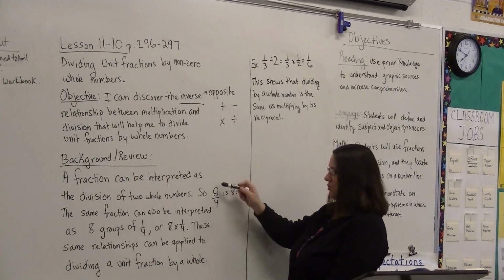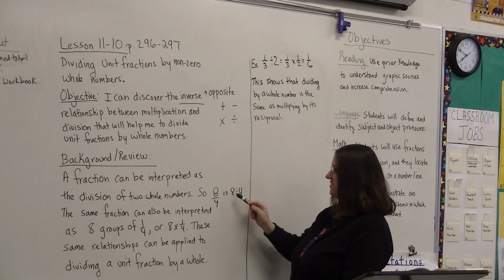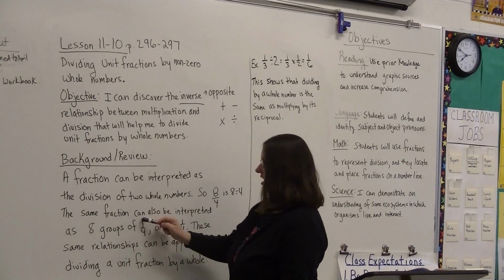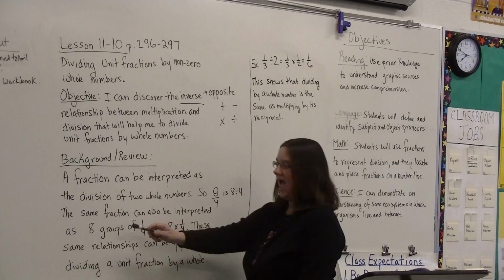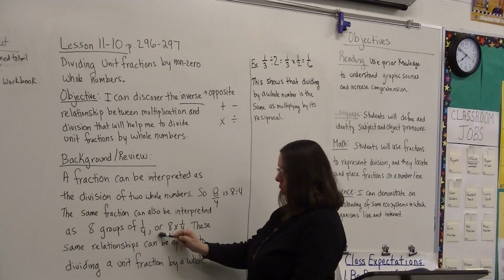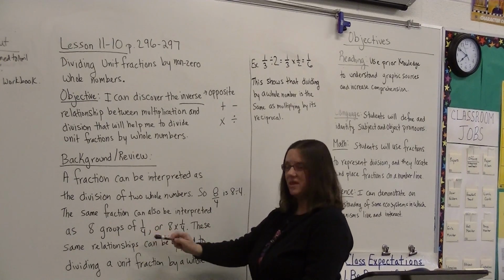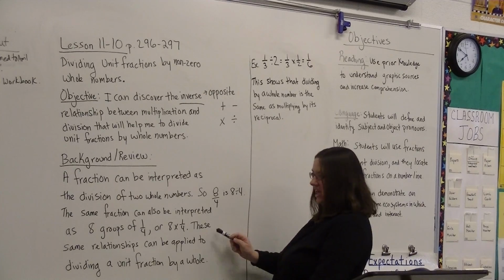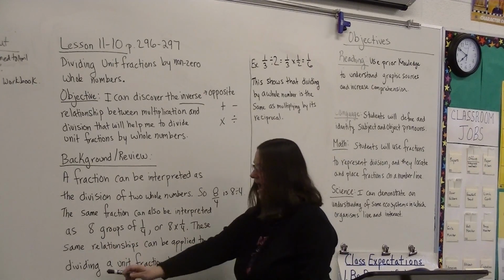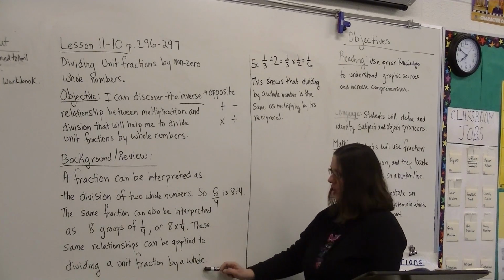So for example, when we had 8 over 4, this fraction line means division, so that's 8 divided by 4. The same fraction can also be interpreted as 8 groups of 1/4, or 8 times 1/4, because remember our word of means to multiply. So these same relationships can be applied to dividing a unit fraction by a whole number.